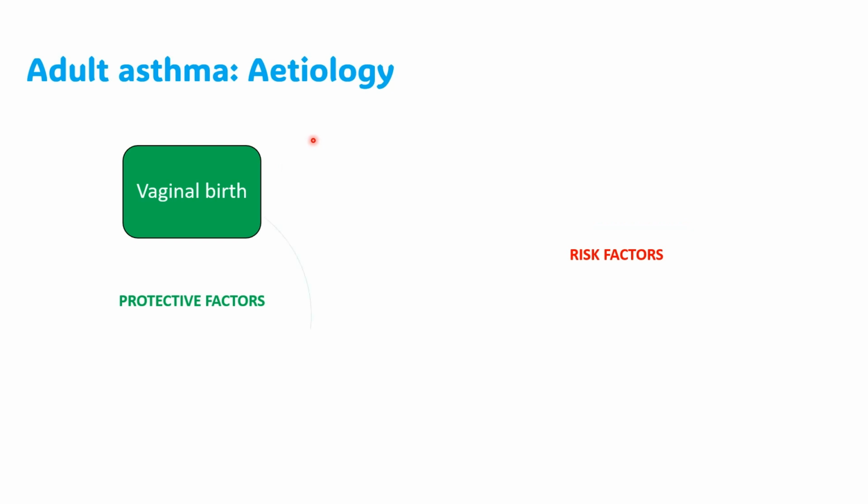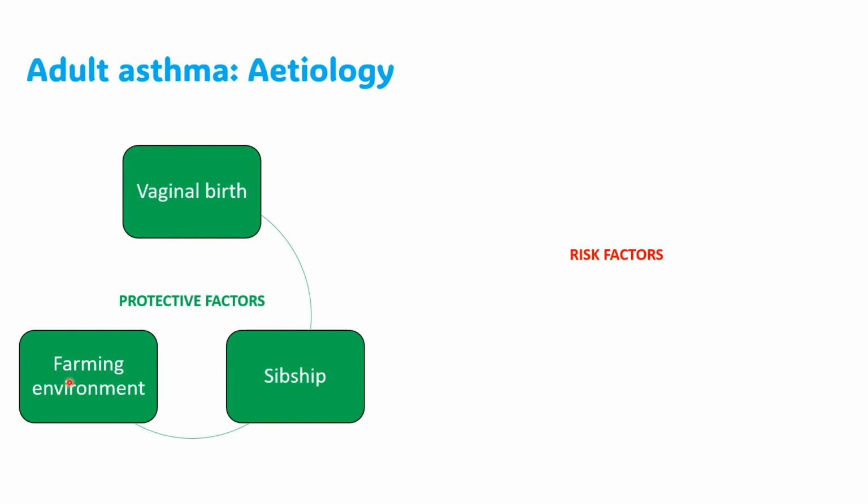Okay. We also have increasing sibship. So essentially what that is, that's where children have lots of siblings. And again, that's not fully understood why that's a protective factor. And also when children or people are in a farming environment. And this brings us on to something called the hygiene hypothesis, which is what I'm going to talk about in a second after we've delved into some of the risk factors.